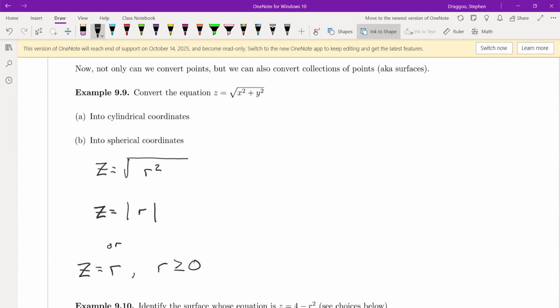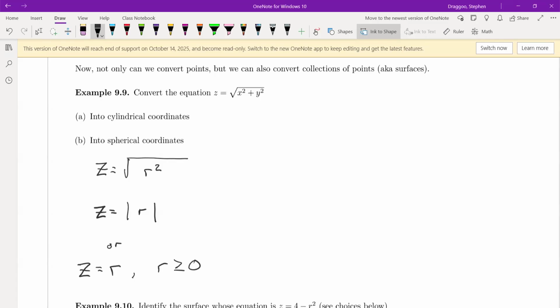Just, be a touch careful with that. But that gives us our equation, z equals r. That's the equation of a cone in cylindrical coordinates. Theta doesn't need any explicit definition for that function, for that surface.